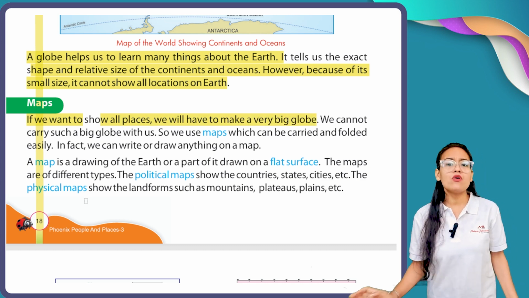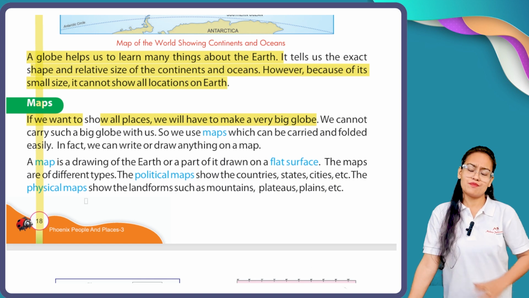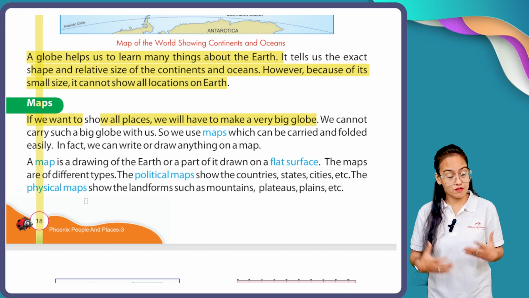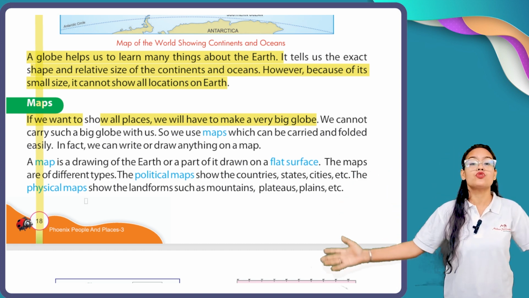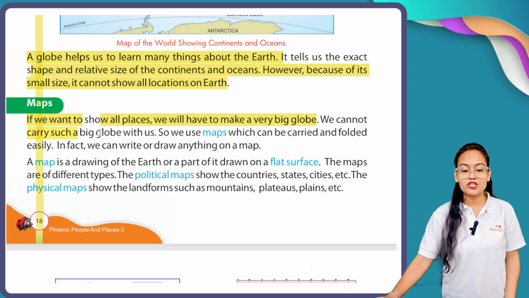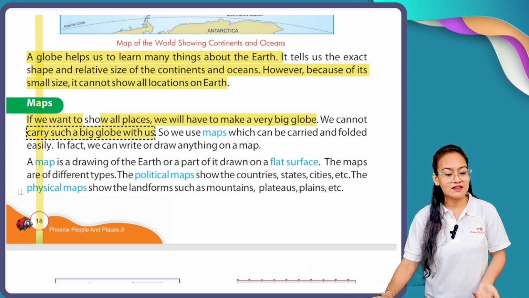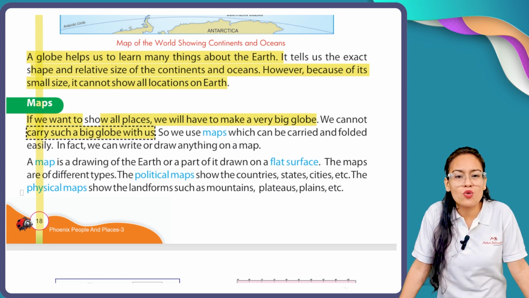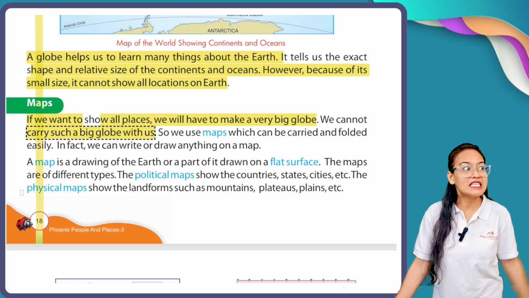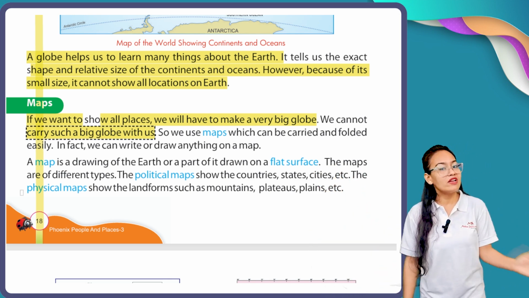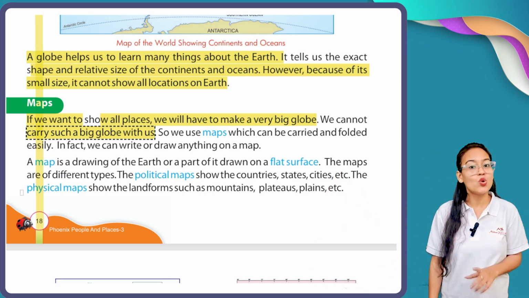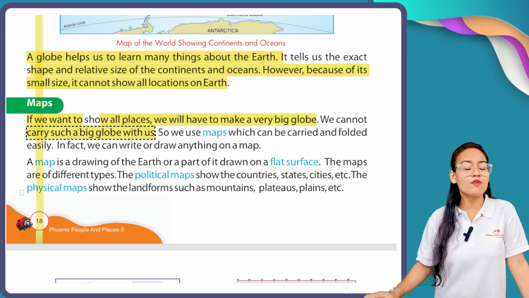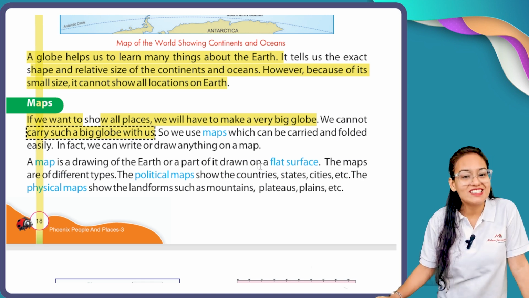If we want to show each and every place, each and every piece of information about our planet Earth, then we must make a very, very huge globe. We cannot carry such a big globe with us. Is it possible to carry that huge globe whenever you are traveling? No, it is not possible. Then how is it possible to show all the places of planet Earth? So we take the help of maps.